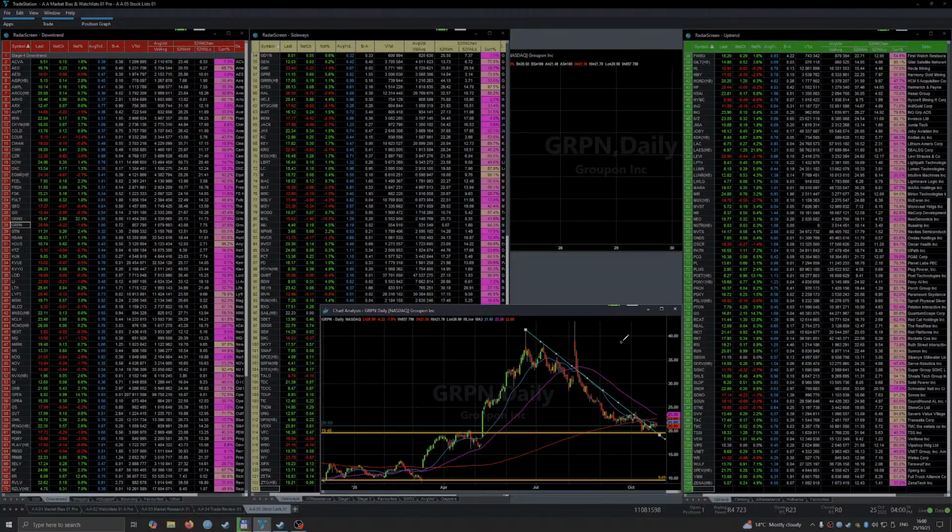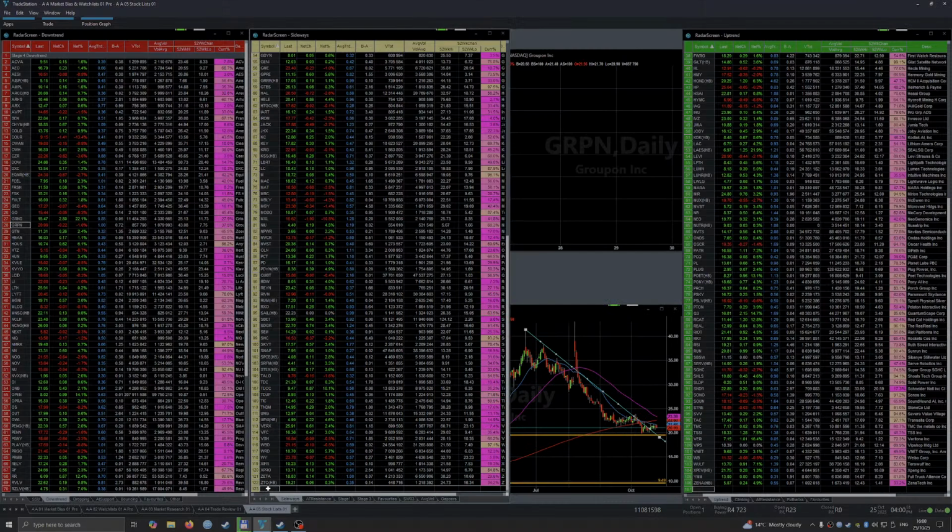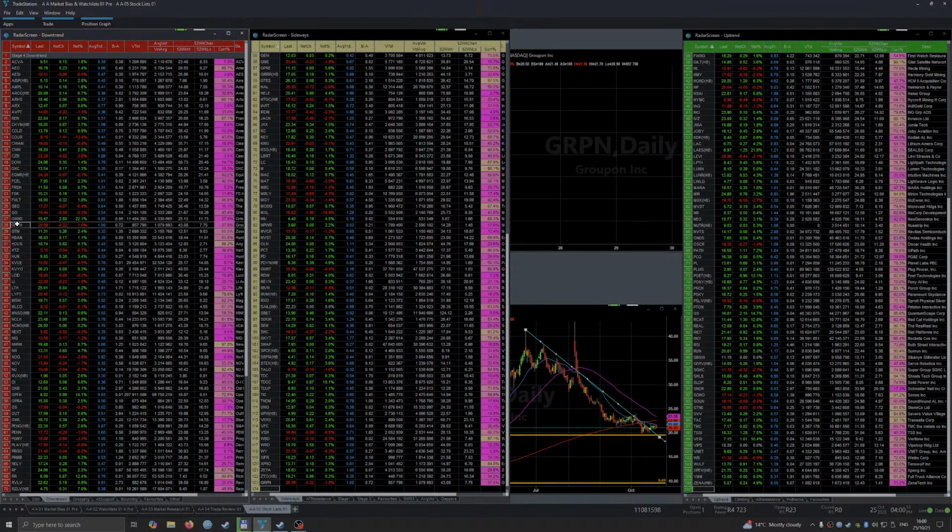So yeah, that one can stay. Okay, it's probably more sideways now than down. So I'm going to move it to here. GRPN, and then it gets deleted from this table.